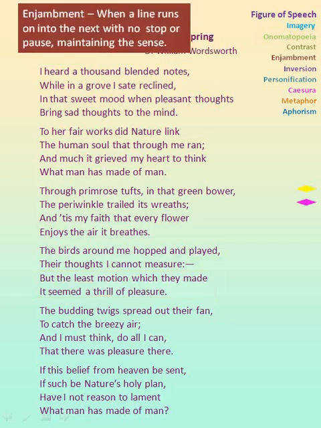Enjambment, and by this time I think you all are well aware of the figure of speech enjambment. When a line runs on into the next without any stop or pause but maintaining the sense, it is called enjambment. So here in almost all the stanzas the poet has used enjambment. In the 3rd and 4th line you can see, in that sweet mood when pleasant thoughts bring sad thoughts. So there is continuation of the 3rd line into the 4th line. In the next stanza, 2 sets of enjambment are there.